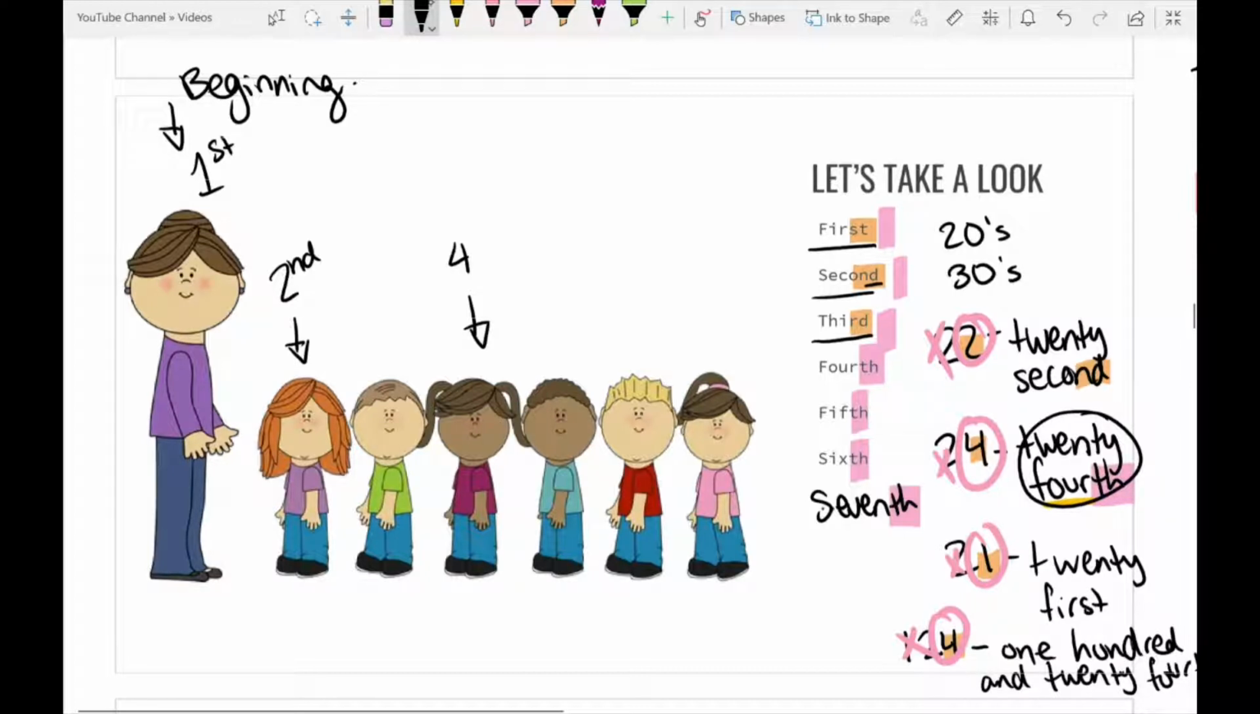So we have the number 4, right? Because 1, 2, 3, 4, 5, 6, 7. We have 7 students. She would be the 4th. Okay, this one right here would be the 7th. Now these little abbreviations that I'm writing, these are how you write them shorthand. This one would be the 3rd.